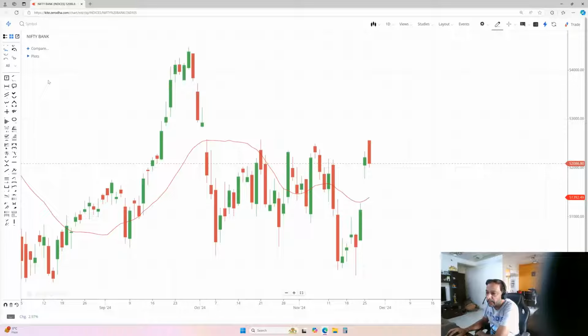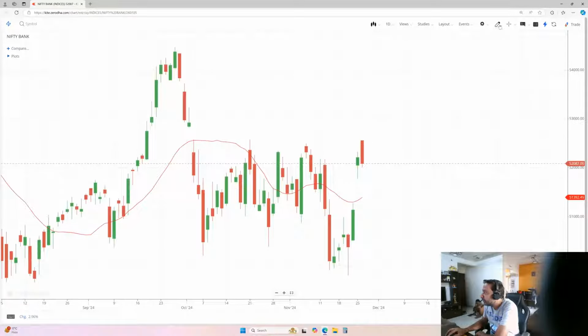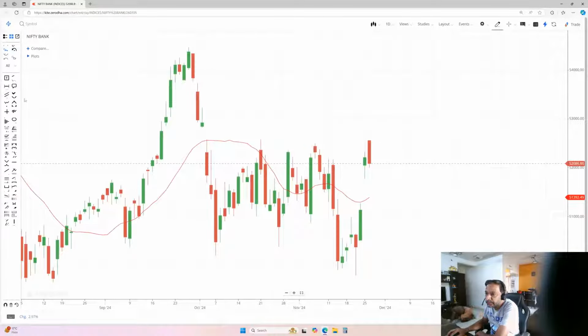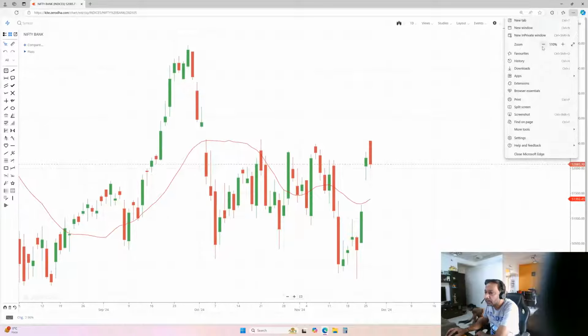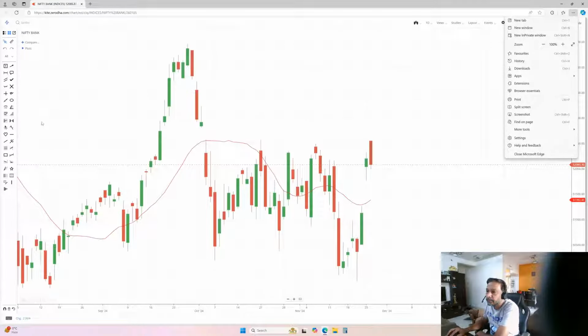Just a moment. Where is that rectangle tool? Okay, no problem. Currently we are on the daily time frame. Just a moment. Yeah, now it's okay.